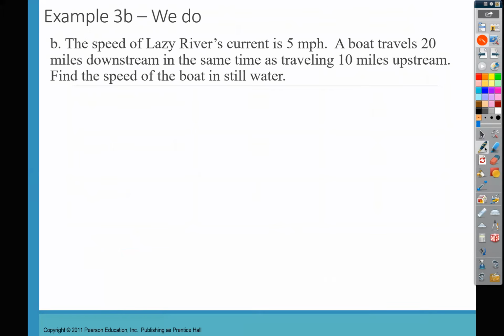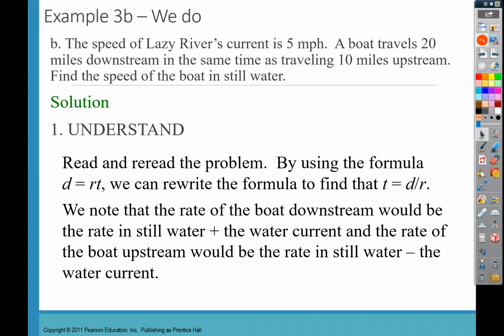The speed of the lazy river's current is 5 miles per hour. A boat travels 20 miles downstream in the same time as traveling 10 miles upstream. Find the speed of the boat in the river. Okay, so read and reread that problem. We are dealing with a distance problem. By using the formula D equals RT, distance equals rate times time, we can rewrite the formula to find that T equals D over R.